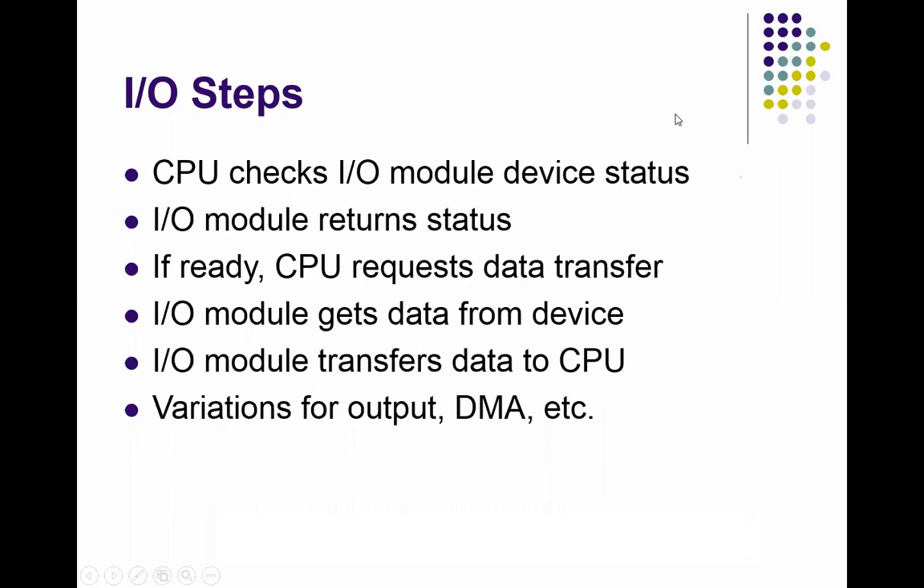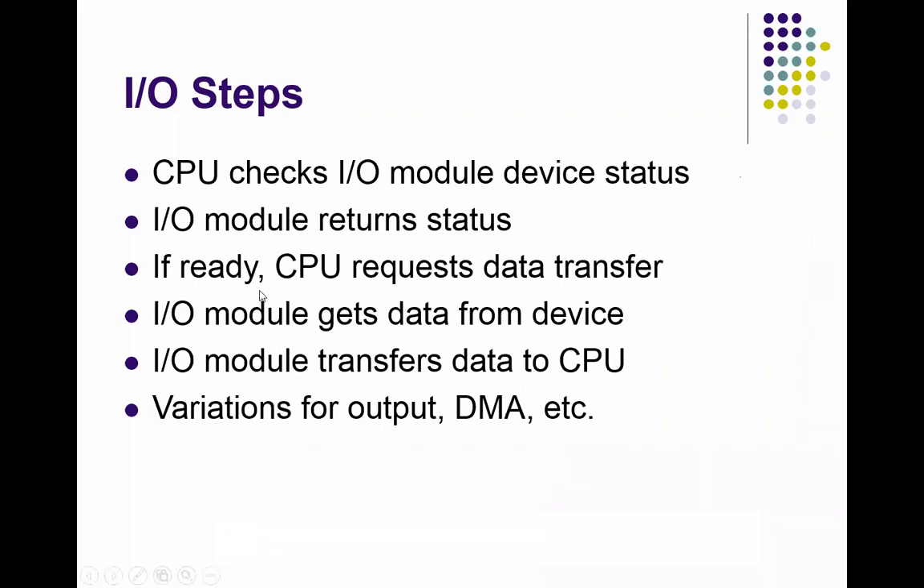So how does input-output and the IO module actually work? The CPU first checks the input-output module device status. Once you have connected your device, the CPU checks whether it is ready or not. For example, you have connected a printer. The CPU checks if the printer is ready or not, and the IO module returns a status. So the printer returns its status to the CPU. Now the printer is ready.